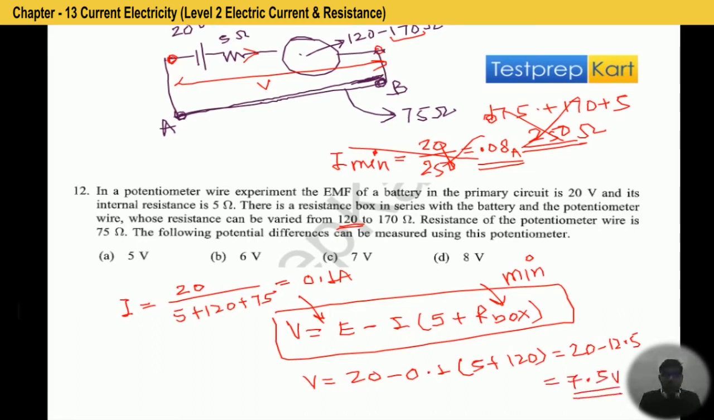So the maximum voltage that we can develop across the terminals of wire AB by using the minimum resistance of the resistance box would be 7.5 volt. So it can measure any value smaller than 7.5. It can measure 5, it can measure 6, it can measure 7. So options A, B and C are right for this question.